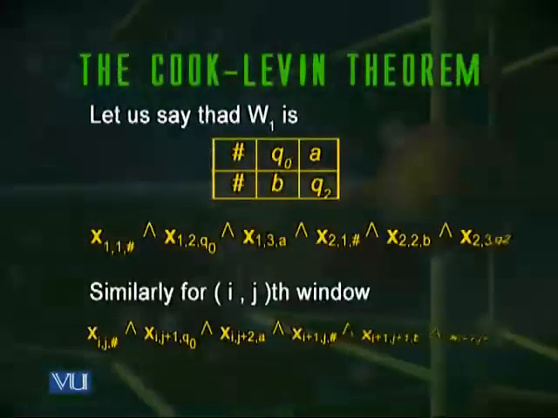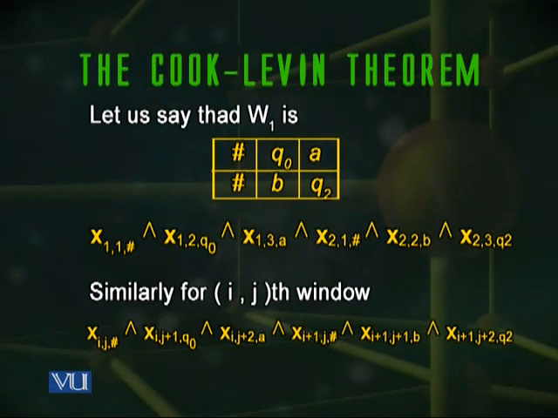What we want to say is that the first window in our tableau is equal to this particular window. How would I say that? Well, I've written that for you on the screen. We can simply write x11 comma hash, which says that the first entry of this tableau has a hash sign in it. Therefore, I have ANDed that with x12 comma Q0 and x13 comma A. So that's saying that the 13 entry has A in it. x21 comma hash: the second row, first column has a hash in it. x22 comma B, which means the second row, second column has a B in it. And x23 comma Q2, which says that the second row, third column has a Q2 in it. So this Boolean expression is going to be true if and only if you put exactly these things in the first 2x3 window.